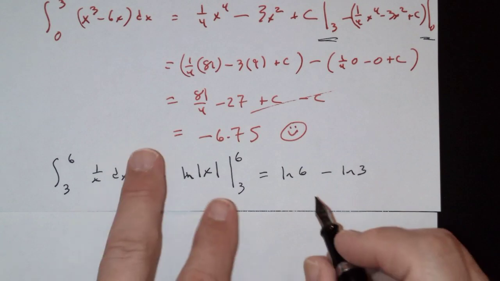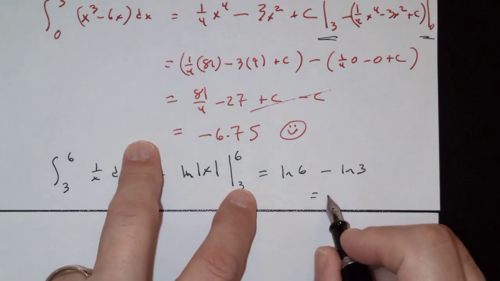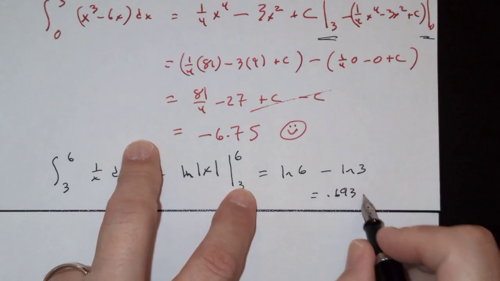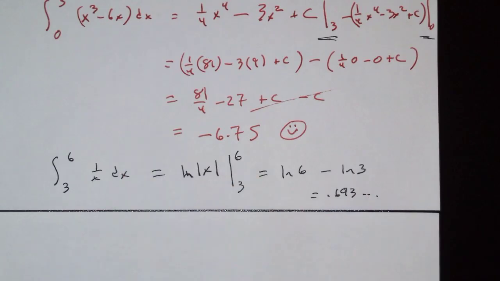And if you work this out, you get 0.693147, et cetera, et cetera. ln of 6 minus ln of 3. As long as you know the antiderivative in question.